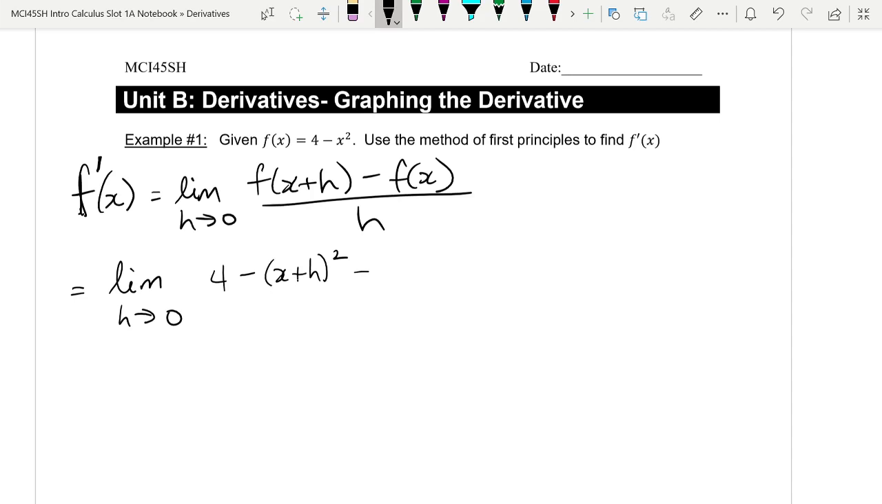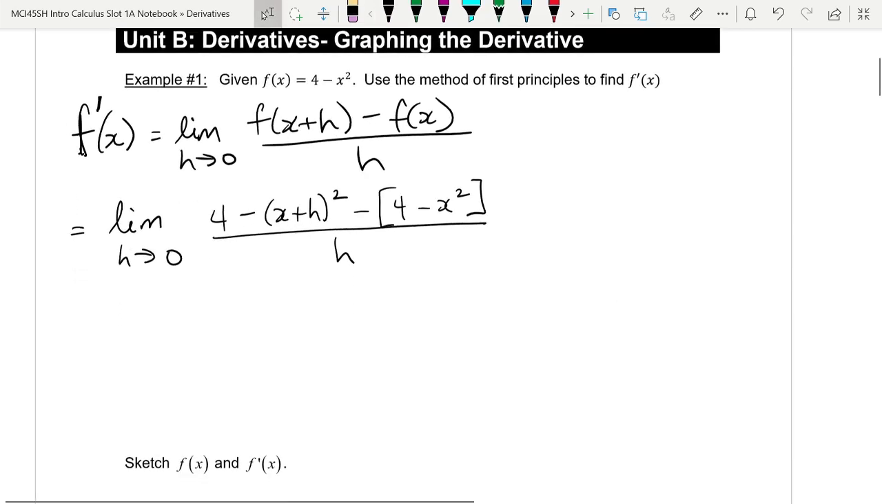Minus f of x. Now I'm minusing all of f of x, so it's actually very useful to put that in a bracket so that you don't goof up the negatives. And there we go. There's our derivative. And like has happened 100 times in this course already, I've got a situation where I can't plug in the 0 for h because I'd end up dividing by 0. So I'm going to do some algebra to see if I can make that not happen.